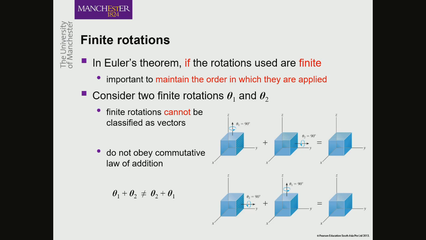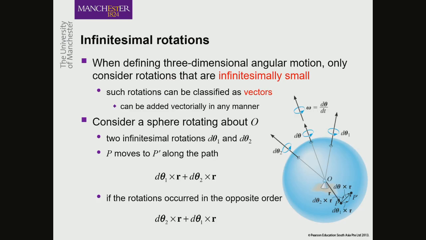So this means Euler's theorem is not applicable if you have finite rotations, like 90 degrees, for example. But if we have infinitesimally small, differential rotations, then, and this is actually the proof, it doesn't matter in which order you apply the rotations, the end result will be the same.